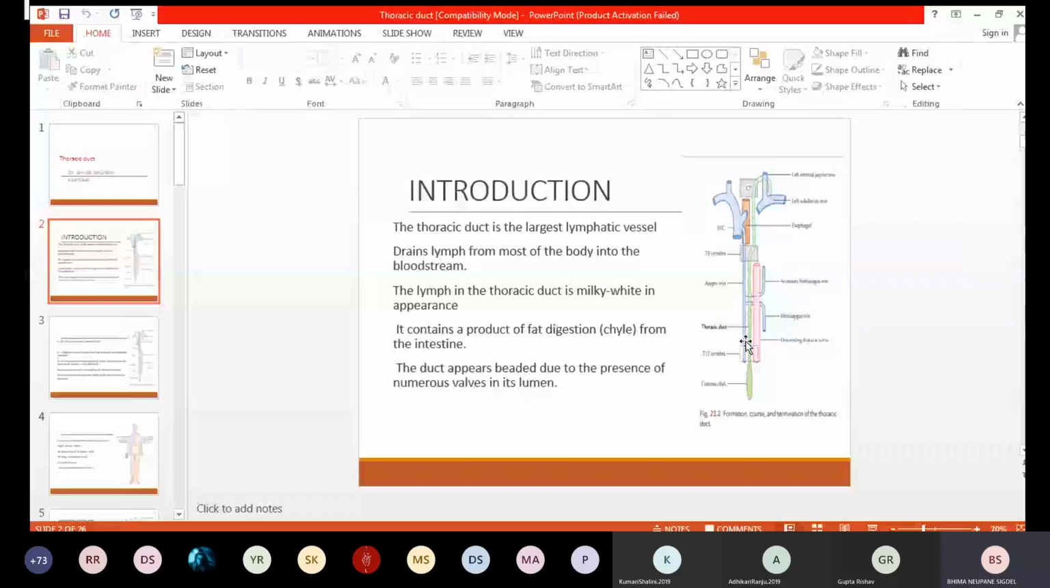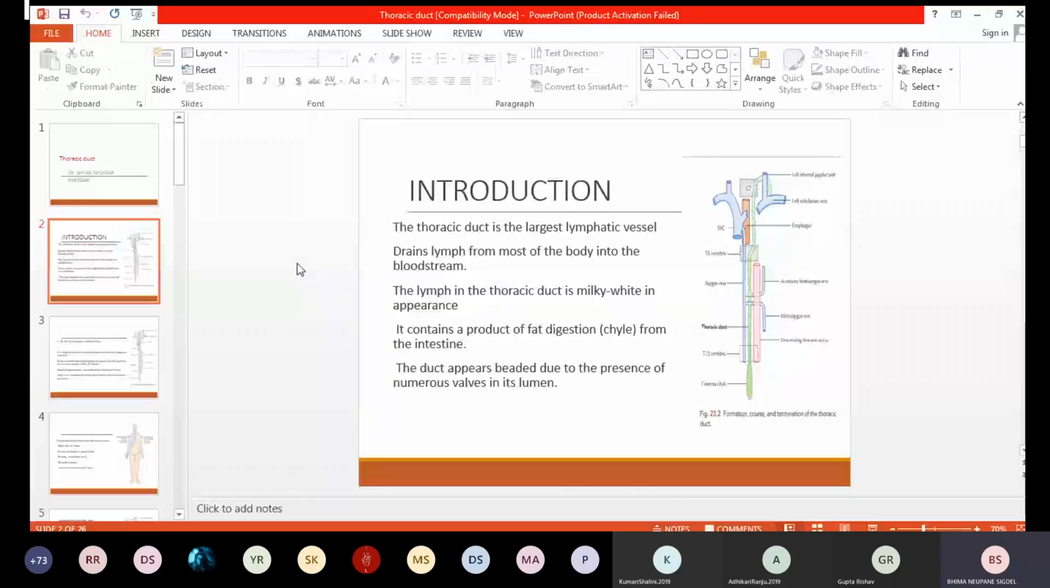because of the presence of numerous valves. There is beaded appearance throughout the thoracic duct, which means it has numerous valves. In the cadaveric portion we can also see this, because it is very thin-walled and very small, not a large-size structure. After dissection, by ourselves we can see all this beaded appearance or valves in it.